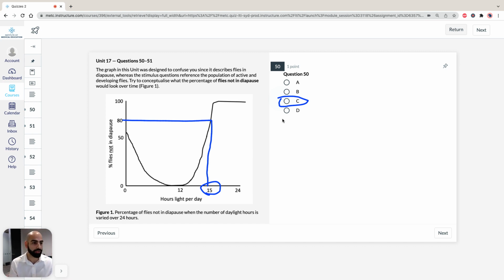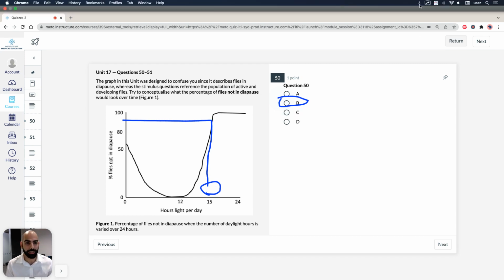So we've got to look at the 20% mark. If 20% of flies are in diapause, that means 80% are growing and developing. So if we take a look at the 20% mark, we draw a line across, we can see that it's this nice decreasing linear line that's going somewhere between 14 and 15. So the closest answer to that is going to be 50C.